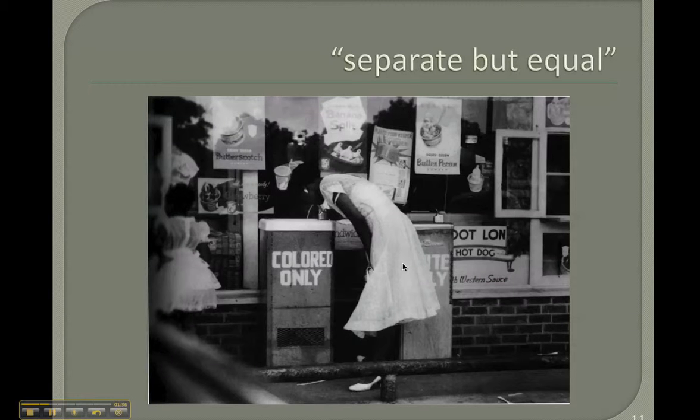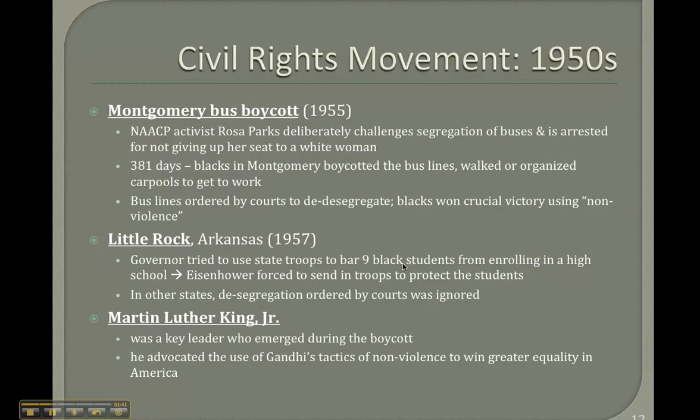This is a good example of segregation, a white water fountain and a colored water fountain. This led eventually to blacks themselves taking action. Very famously, Rosa Parks led a bus boycott in Montgomery, Alabama.